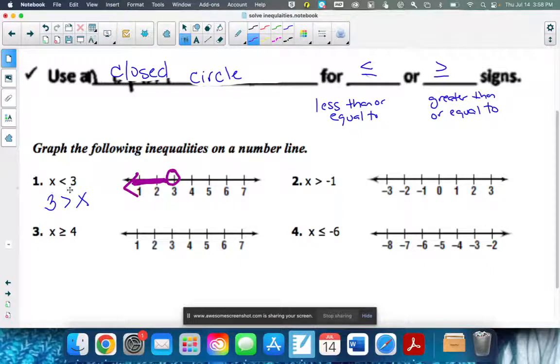And again, if your variable's on the left, that's fine. Yes, the arrow is a good way to check it. If it's not on the left, you're going to probably need to give yourself some numbers to make sure you graph it in the correct direction.